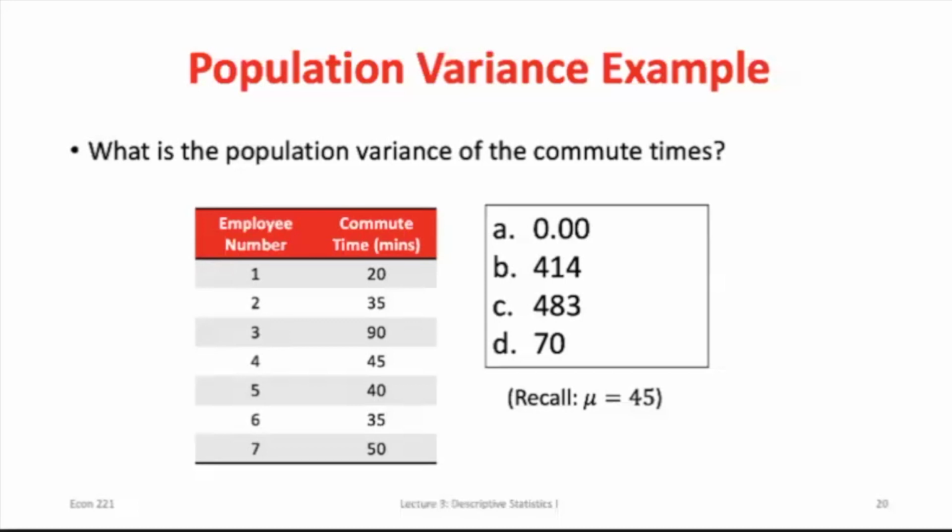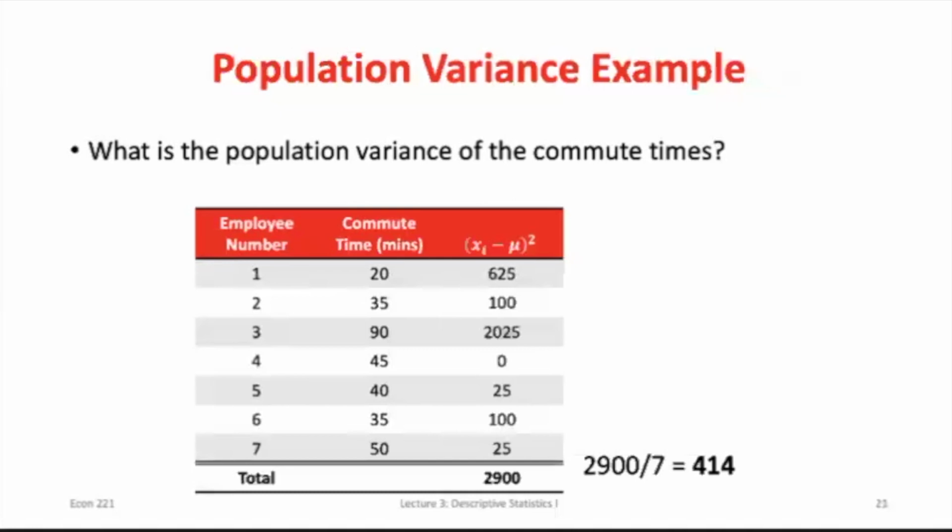Okay. From there, is it 0? Well, I've got values that are different from each other. I have values that are different from the mean. There's no way my variance can be 0. So now I know it's got to be B, C, or D. Now, if I go through and actually calculate this, 20 minus 45, 25 squared is 625.